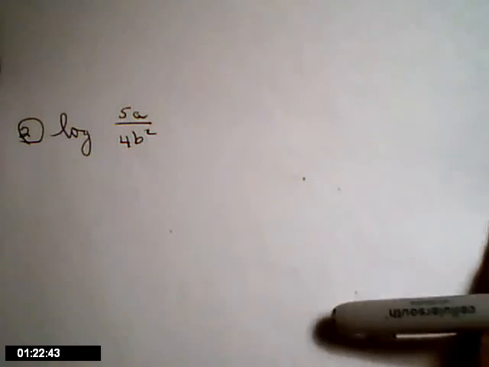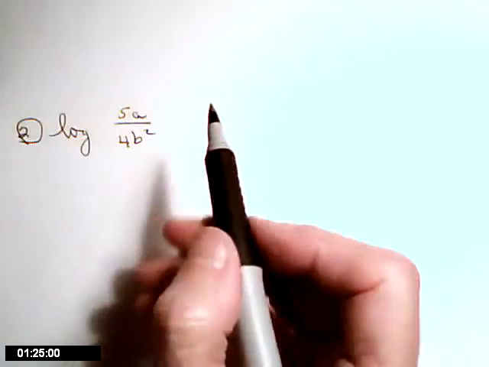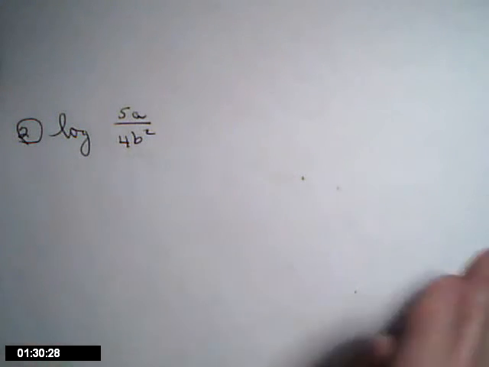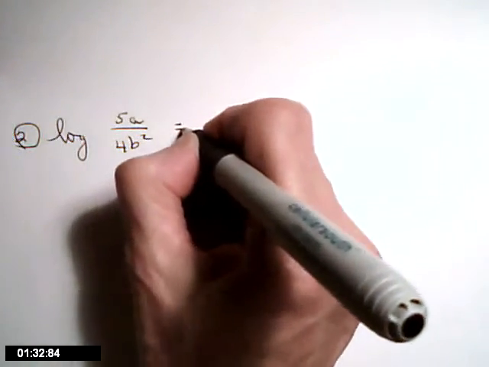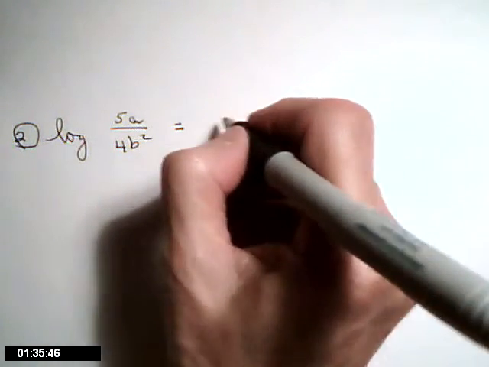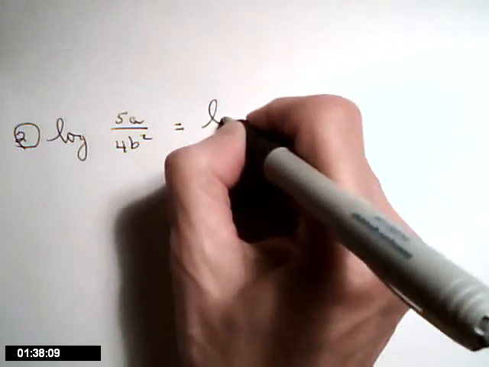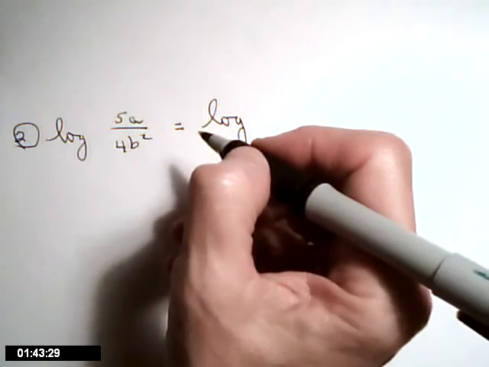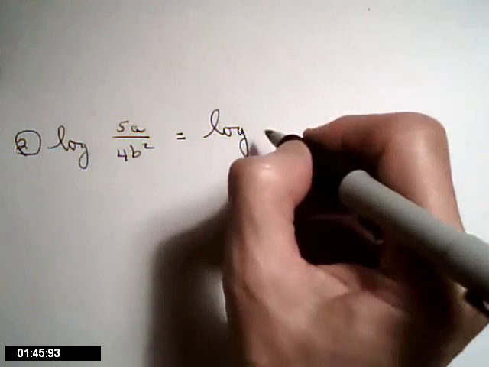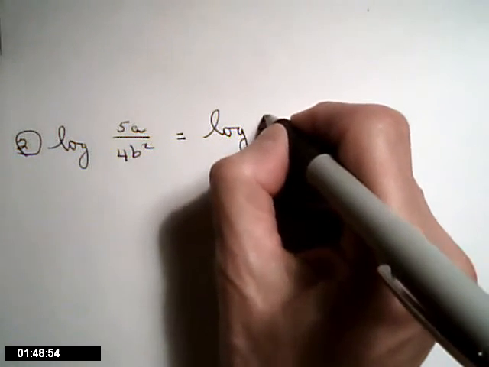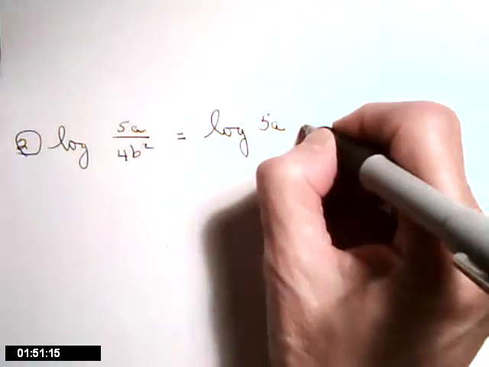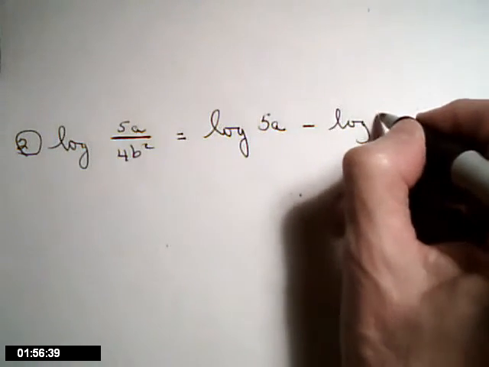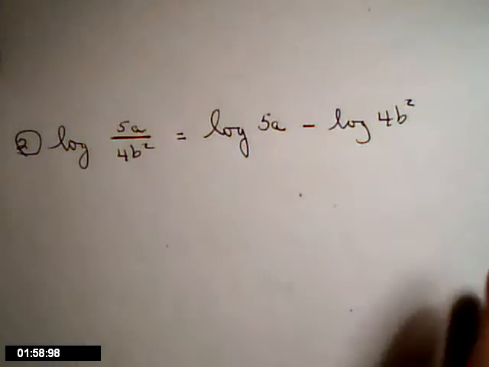Number 2 is another repeat. Here you see division, but what I want you to notice is that within this division, numerators are being multiplied and denominators are being multiplied. So I think I'm going to first separate this. Another thing to notice, it doesn't have a base, so my base is understood to be 10. I don't have to write that. I think I'll take log 5a, which is my numerator, and subtract, because this division line says to subtract, log 4b squared.